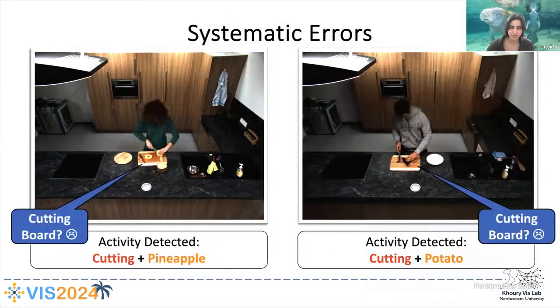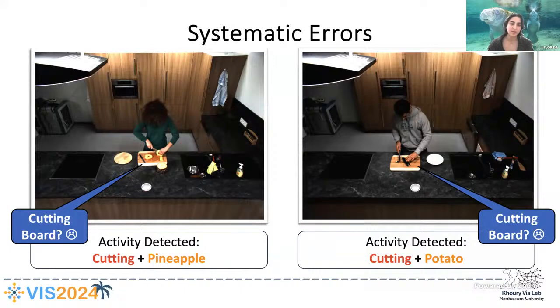You can also take it one step further and look at systematic errors, which are problems within different videos that kind of persist. For example, if the model cannot detect a cutting board between two different videos, then you can try and dig deeper and see, hey, is this a problem that keeps happening? And so why is the model not able to detect cutting boards?